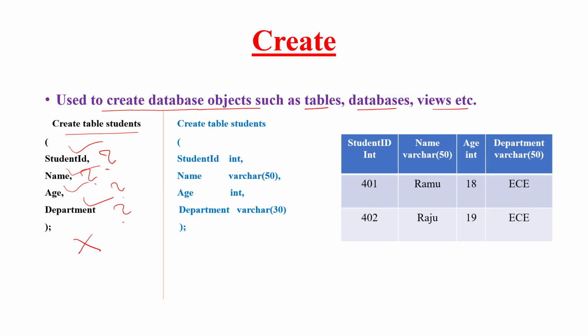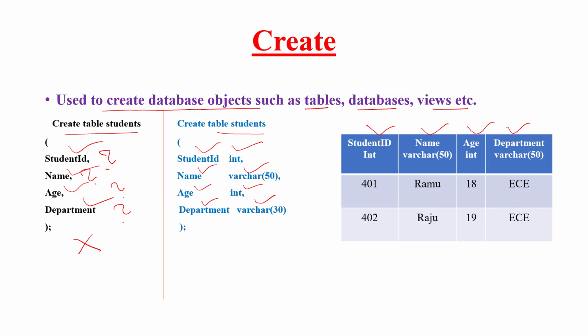So the correct approach for creating the table is to assign a data type to each column. Here the student ID is assigned the data type integer, name with the data type varchar, age with the data type integer, department with the data type varchar. So if we run this code in SQL, it will create a table with 4 columns: student ID, name, age, department. So in this way, the table is created like this.